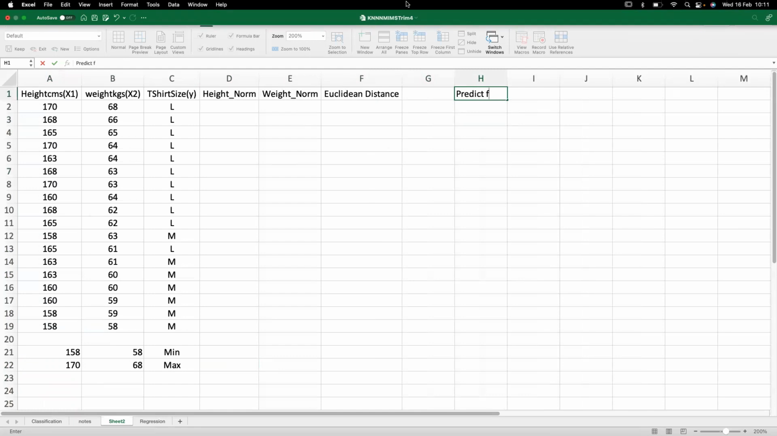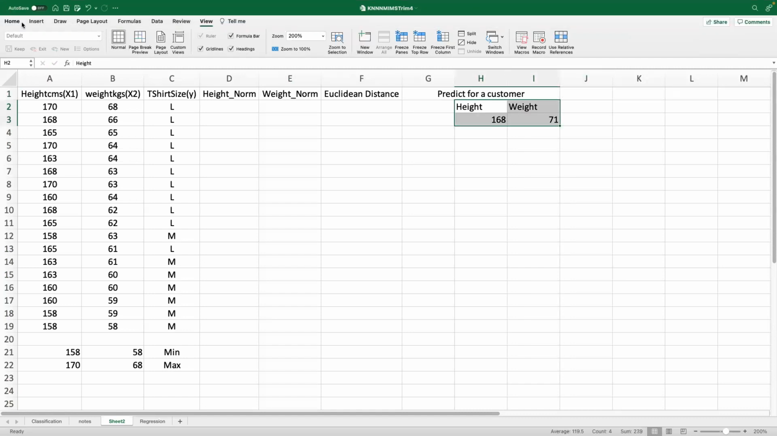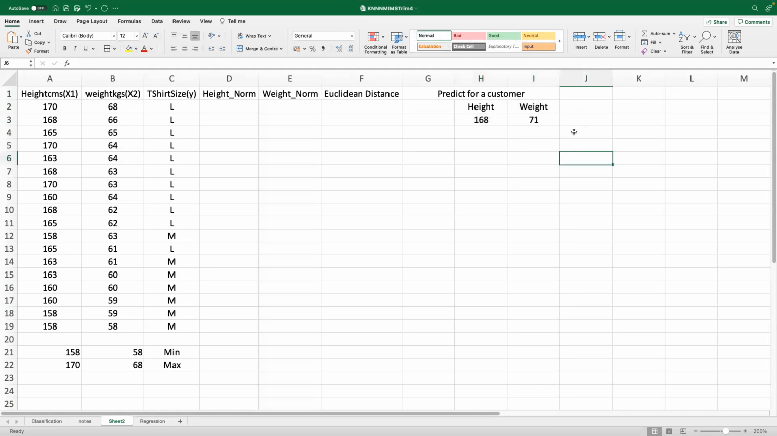Predict for a customer whose height and weight are given. Height is 168, weight is 71. And you also have to normalize these values. Norm of these values and norm of these values. So what is the formula? Normalization formula: x minus x min divided by x max minus x min.